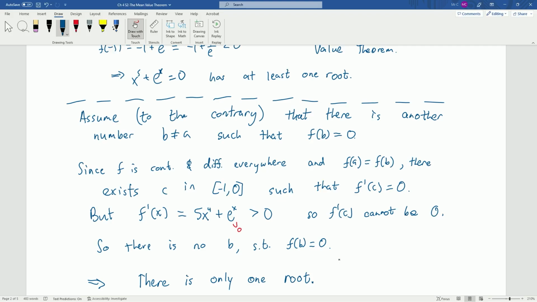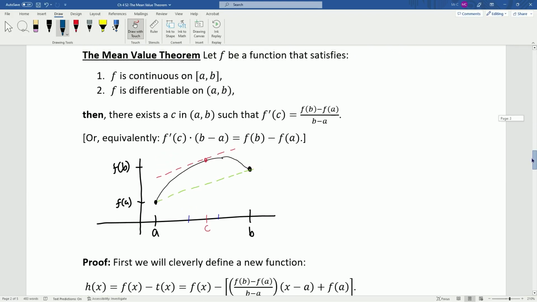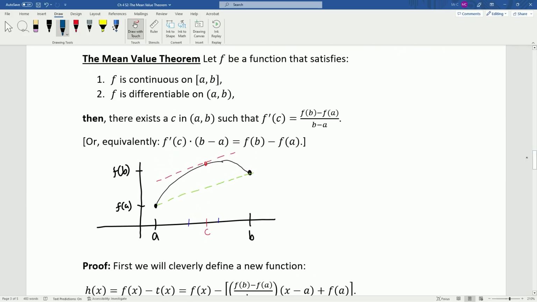Okay, well, now that we're done with that one, let's go ahead and move on to the mean value theorem. Mean as in average, not as in not very nice. So the mean value theorem is kind of a generalization of Rolle's theorem. It's actually a stronger statement than Rolle's theorem, but we tend to use it in slightly different circumstances.